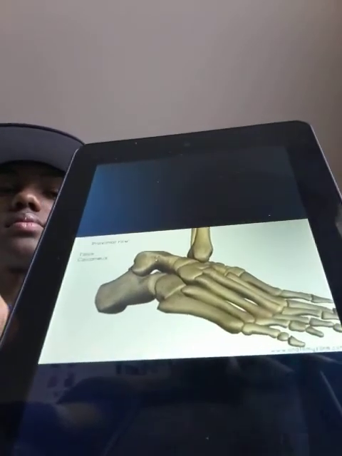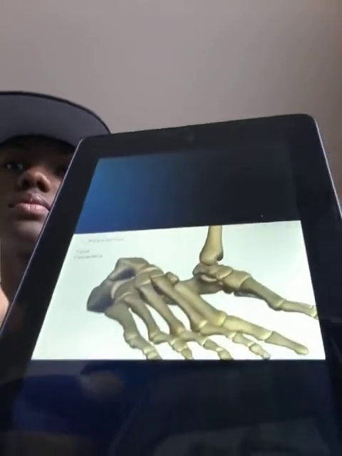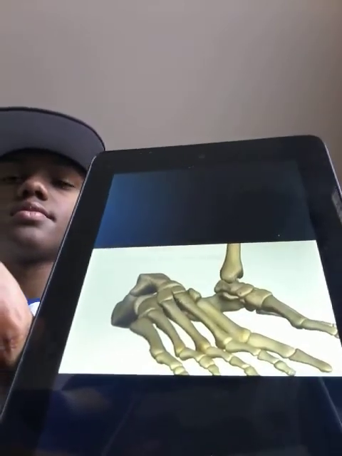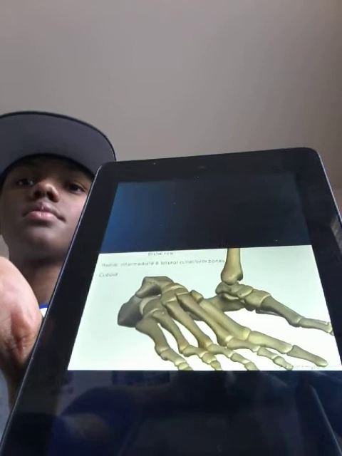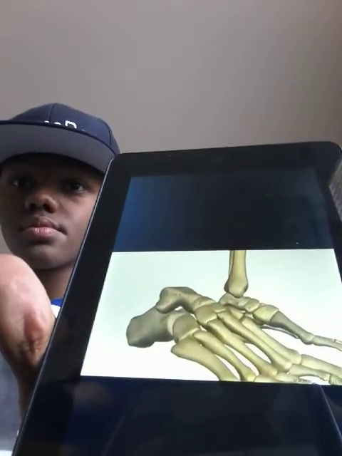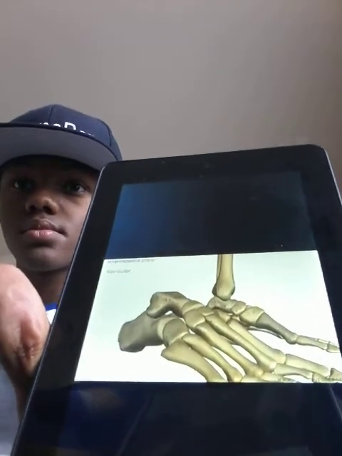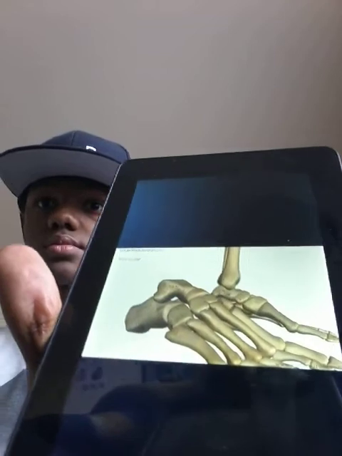So you've got a proximal row with the 2 large bones, the talus and the calcaneus, and you've got a distal row which contains the 3 cuneiform bones, and laterally you've got the cuboid bone, and then you've got an intermediate bone called the navicular, which sits in between the proximal and the distal row of tarsals.